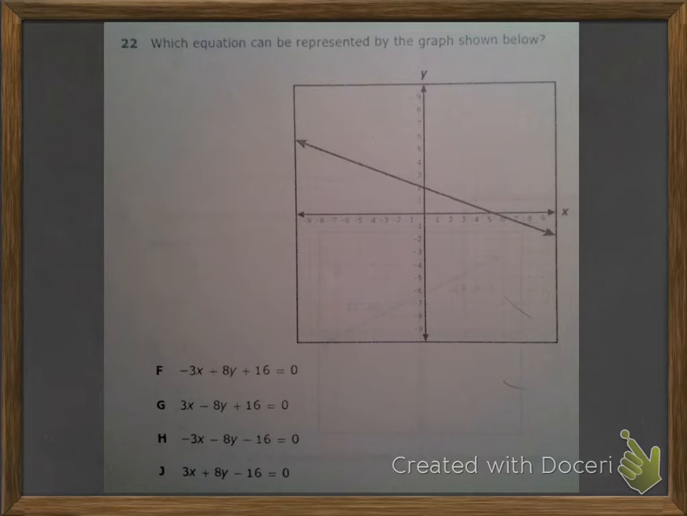Page 3, number 22. Which equation can be represented by the graph shown below? If you look at the answer choices, they're not in any form that we know. They're not in standard, slope-intercept, or point-slope. They look similar to standard form, but the way they look, there's no way I can tell anything about my graph. So I'm going to have to rearrange my equations, and unfortunately, I'll probably have to do each one at a time. So it is going to require a lot of work.